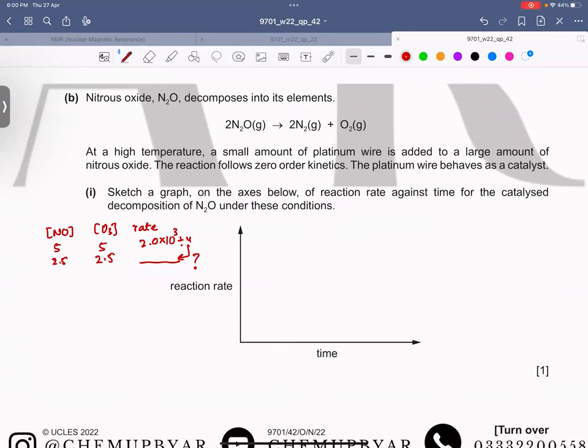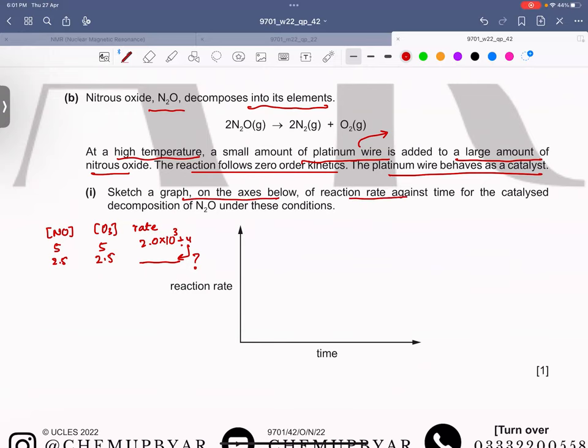Nitrous oxide, N2O, decomposes into its elements. At a certain temperature, a small amount of platinum wire is added to a large amount of nitrous oxide. What would be the behavior of the platinum wire over here? Yes, it is a catalyst. They have mentioned that platinum is a catalyst and the reaction follows zero order kinetics. Okay, that's fine.